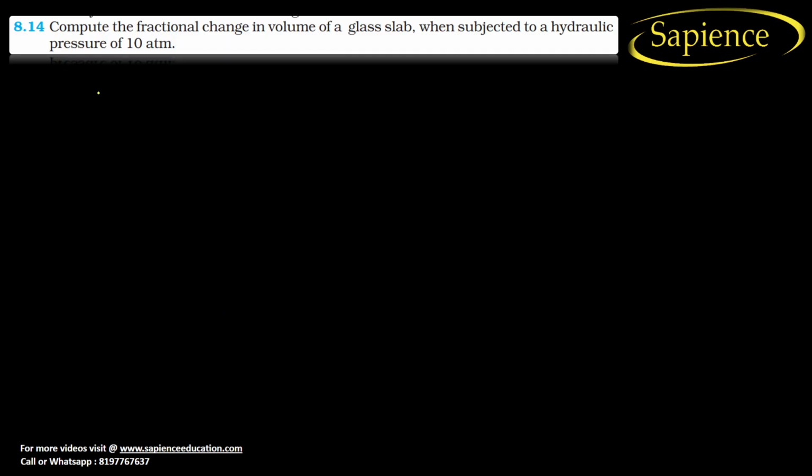Now see here 8.14. In the question they are asking, compute the fractional change in volume of a glass slab when subjected to a hydraulic pressure of 10 atmospheric pressure. So they have given excess pressure, P excess, is equal to 10 atmospheric pressure, that is equal to 10 into 1.01 into 10 to the power 5.